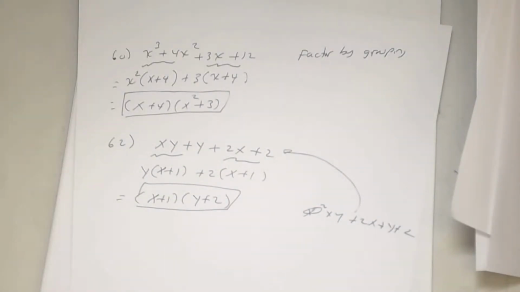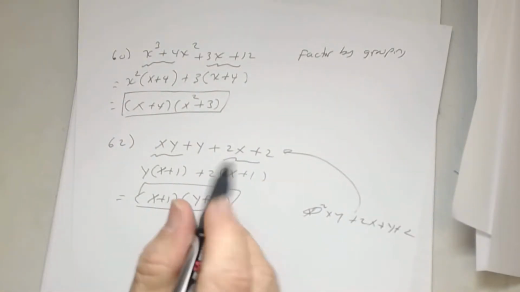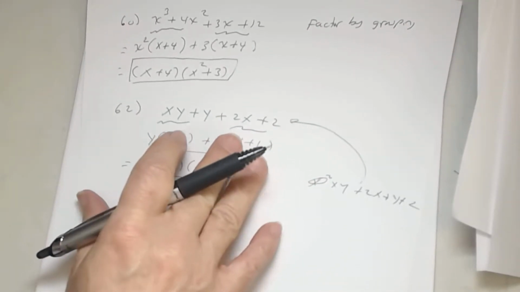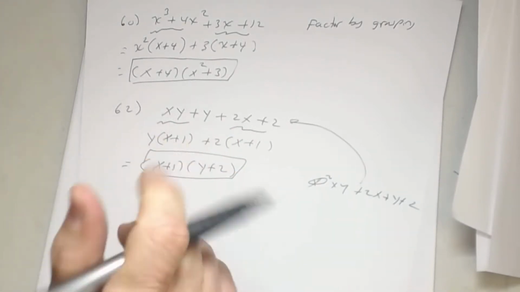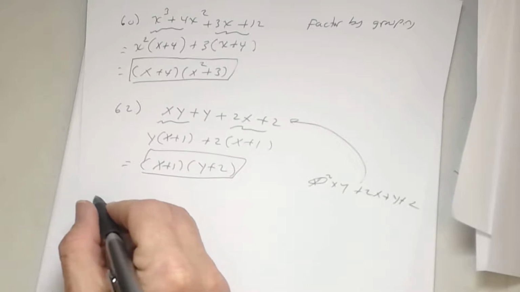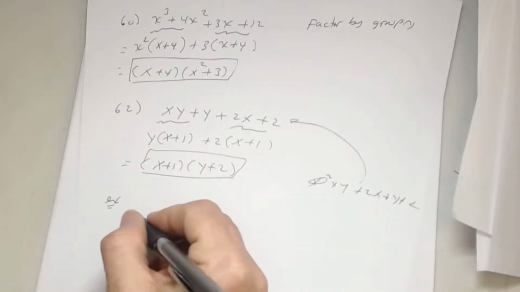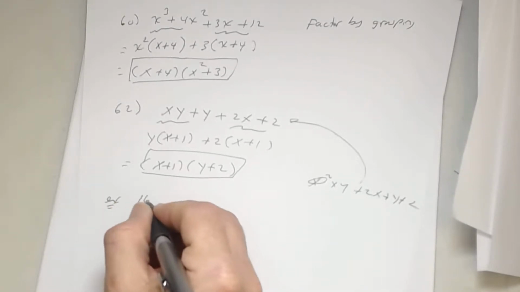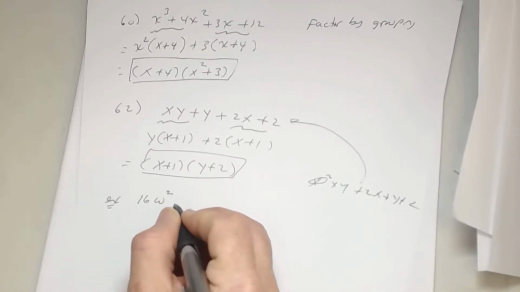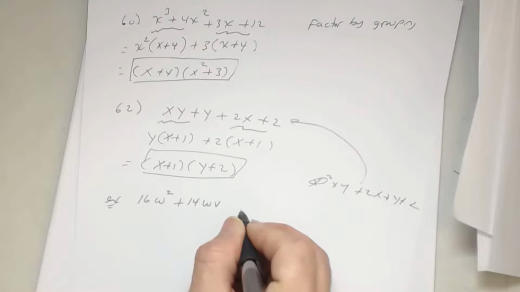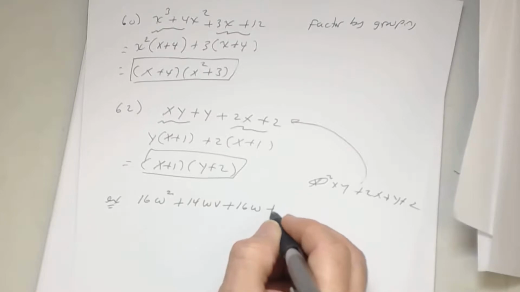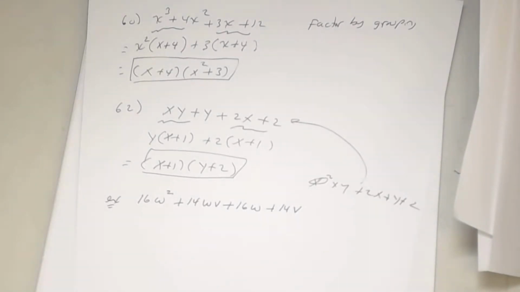Suppose we had, let's say we had this. I'll write this example. 16W squared plus 14WV plus 16W plus 14V.